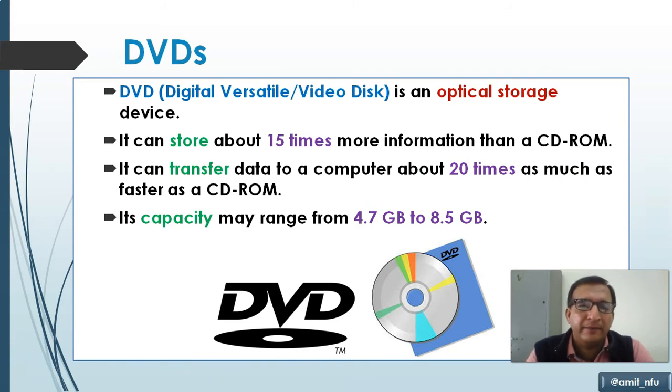Next is the DVD. This is also called digital versatile disk or digital video disk, which is an optical storage device. Again, laser is used to read and write, and it can store 15 times more information than CD-ROM. It can transfer data to a computer 20 times faster than a CD-ROM, and its capacity is 4.7 GB with a single side and 8.5 GB if we store data on both sides of the disk. It's like that, right?